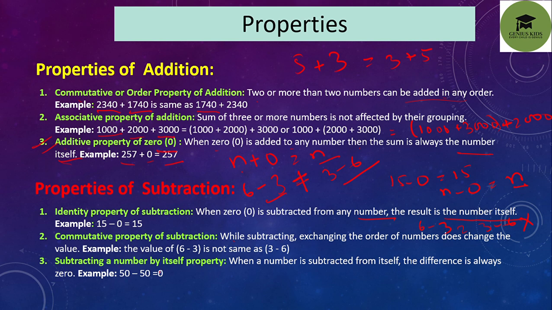Subtracting a number from itself property. When a number is subtracted from itself, the difference is always zero. Any number subtracted by that number itself will be zero. So 5 minus 5 is 0, and 100 minus 100 is equal to 0. Any number minus that particular number, the answer will be 0.